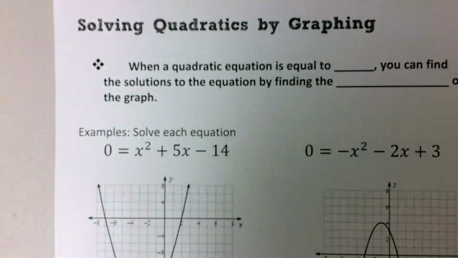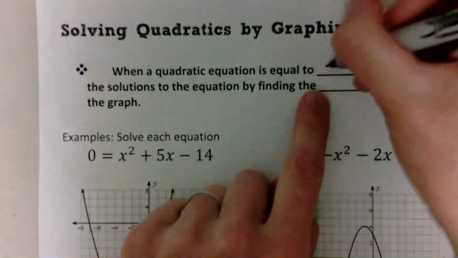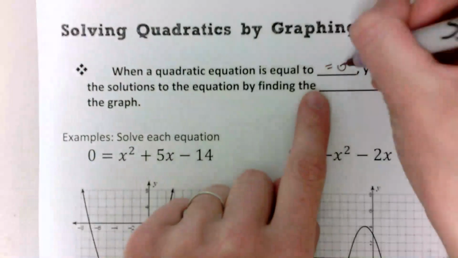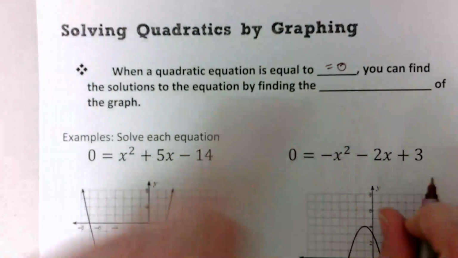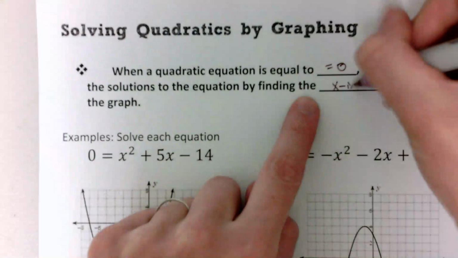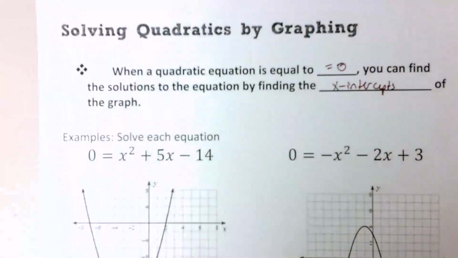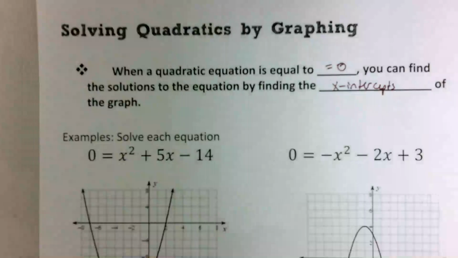So solving quadratics by graphing is really, really easy. When we talk about solving a quadratic equation, what we mean is finding the x-intercepts. When a quadratic equation is equal to zero, that's really important. It has to equal zero. You find the solutions to the equation by finding the x-intercepts of the graph. So all we need to find is the x-intercepts.